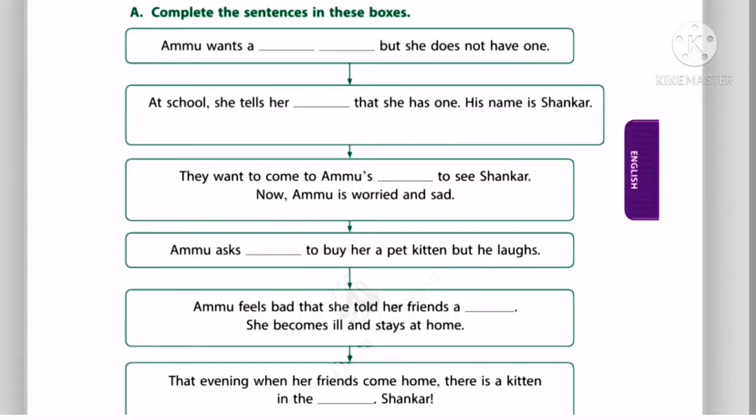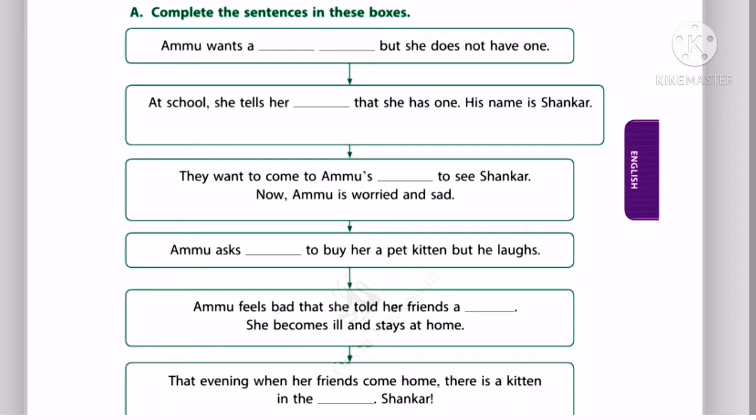Have you read the lesson AMMU'S Kitten? Very good, children. Today let us discuss a small activity from page number 69, and we'll also discuss the speaking and writing session from your textbook page number 72. So first let us discuss the activity. Page number 69. Let us understand. Complete the sentences in these boxes.